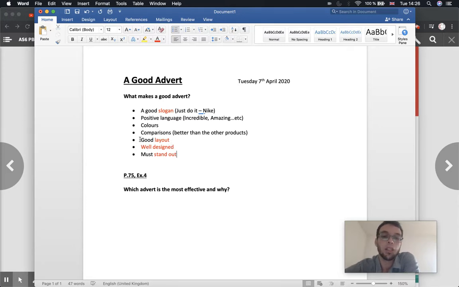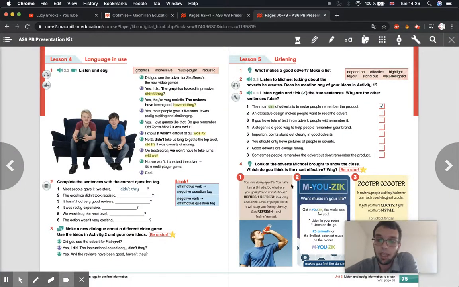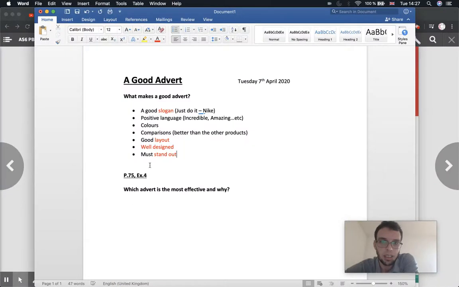Well, you need a good layout. Now, what is the layout? The layout is basically the way the advert is organized visually. Where do you have the writing? Where do you have the pictures? Which text is big? Which is small? Basically, how it's made, so the style of the advert. So a good layout has to be well organized visually. It must be well designed.